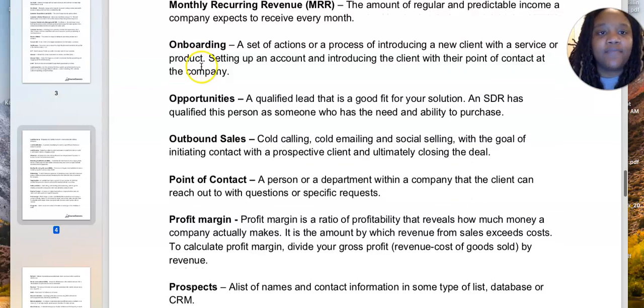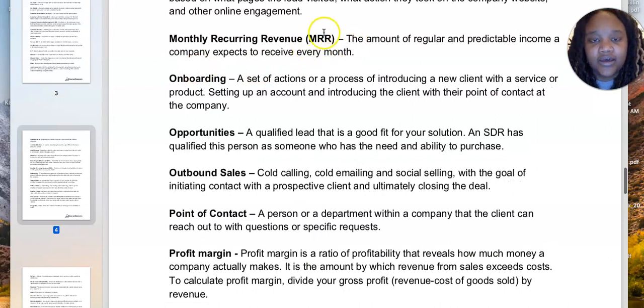Okay, next we have monthly recurring revenue, MRR. This is something that you can look up in Salesforce. For example, at the company that I work for, I know I told you I was going to give y'all a lot of examples, I actually look up accounts and see if they're already a customer. And I do this by looking at the monthly recurring revenue. That is the amount of regular and predicted income a company expects to receive every month.